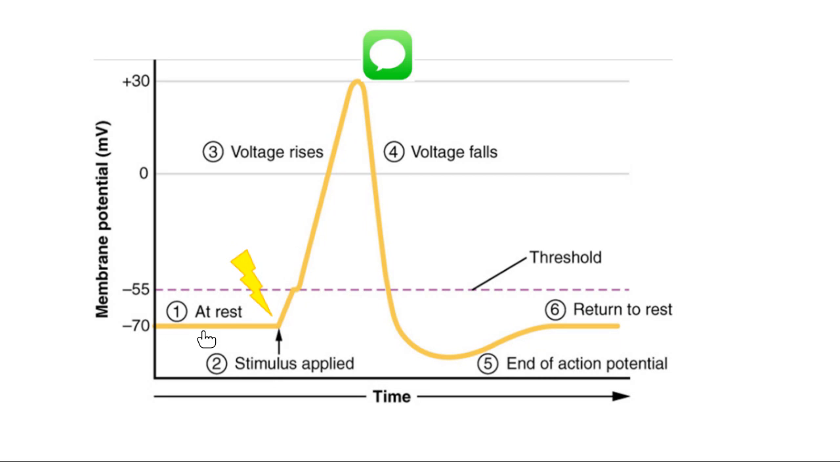Remember that neurons, when they're at rest or at their resting membrane potential, are listening for a message from their neighbor. They're listening for a stimulus. So a stimulus is a fancy word for a message.